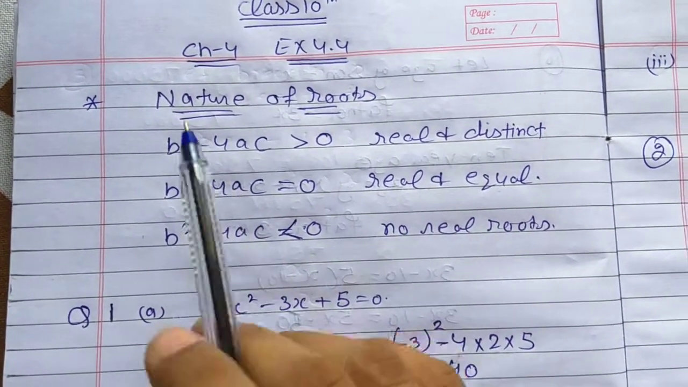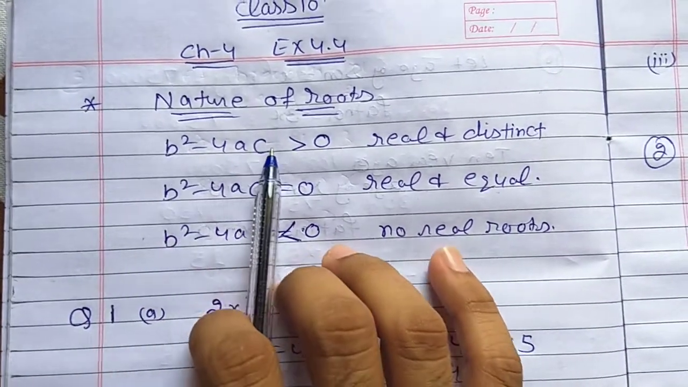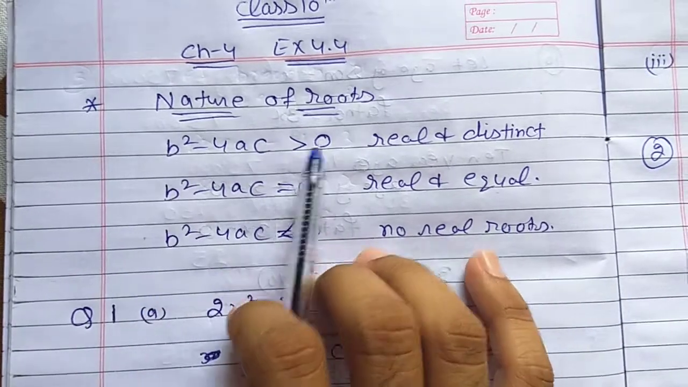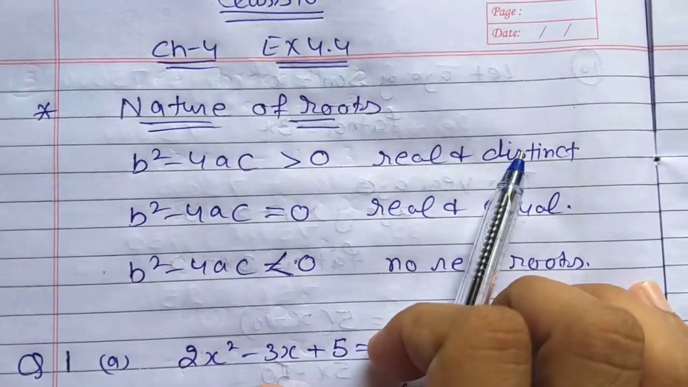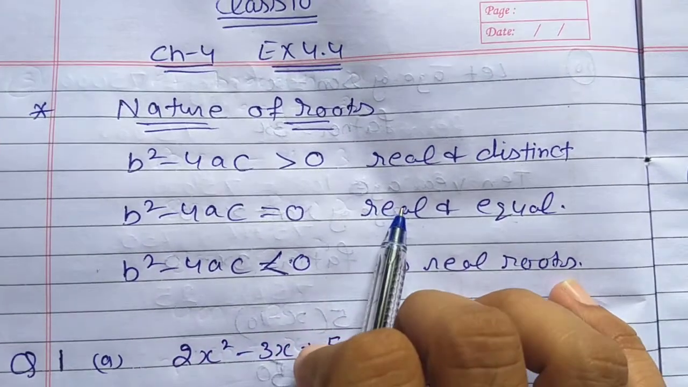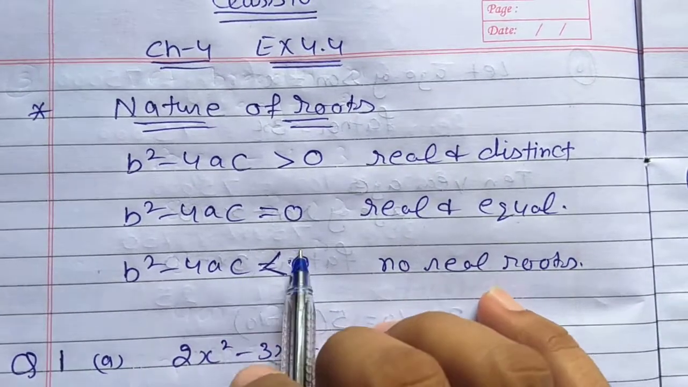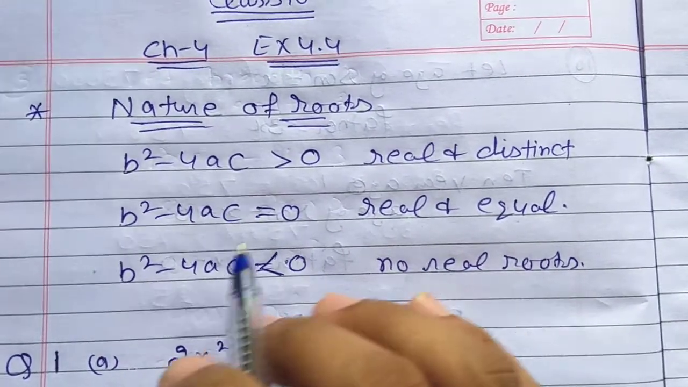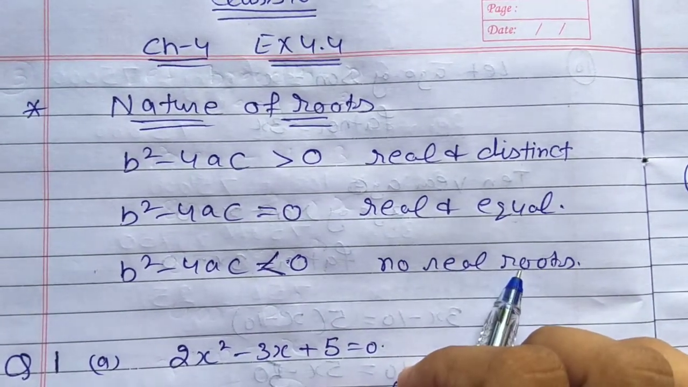First of all, we have to find the discriminant, that is b square minus 4ac. If its value is greater than 0, then we can say that roots are real and distinct. If b square minus 4ac equals 0, then roots are real and equal. And if b square minus 4ac is less than 0, or negative, then there are no real roots.